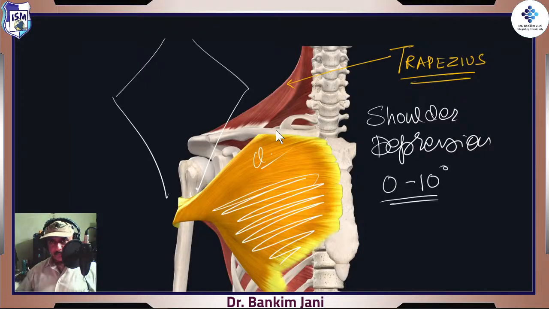When you are depressing the shoulder, you take those kettlebells or dumbbells and do a specific movement, only the shoulder depression. It means you are focusing on those sternal muscles.